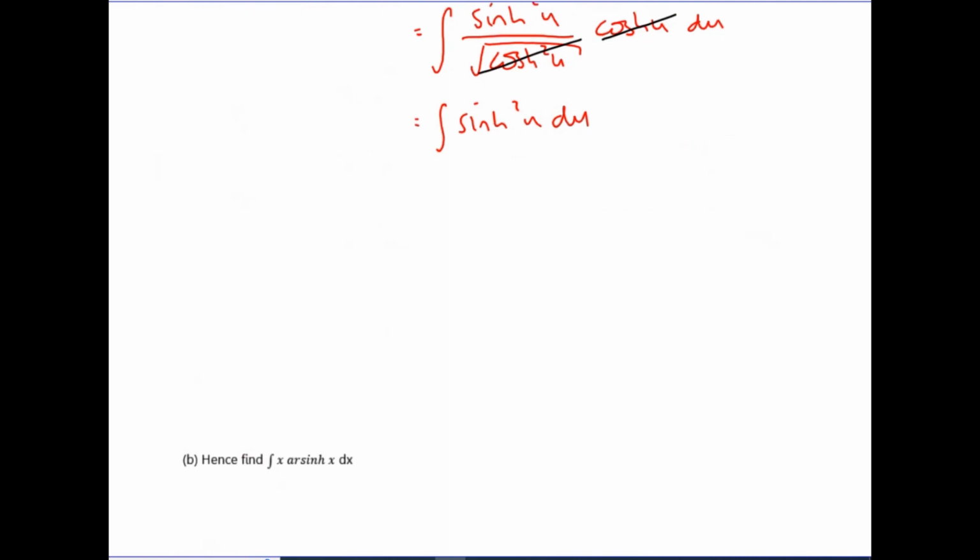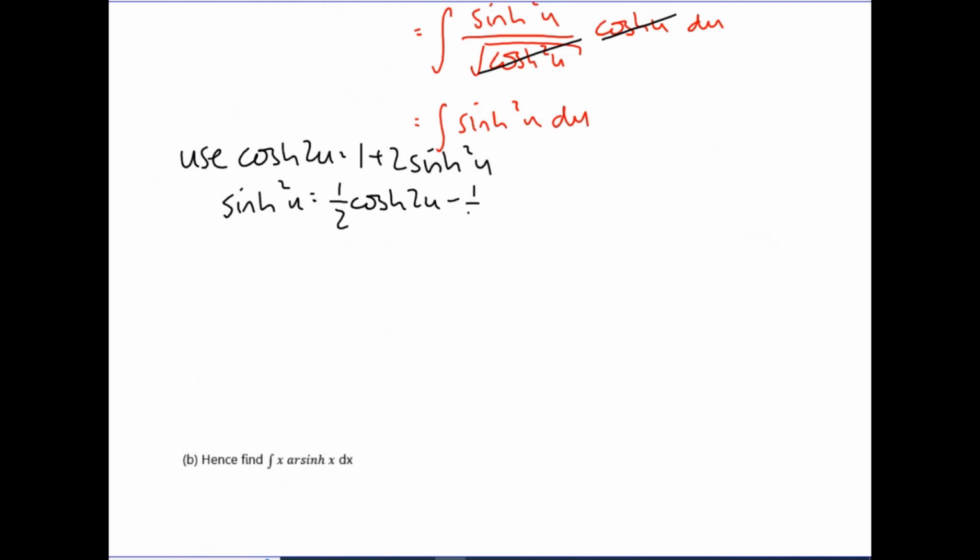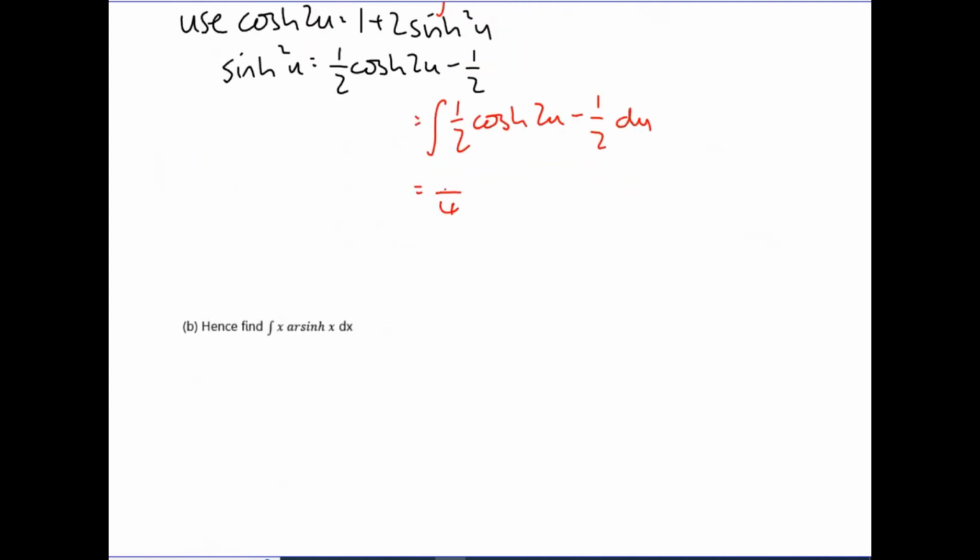We've done this a few times already, so we're going to use the double angle formula for cosh: cosh 2u is 1 plus 2 sinh squared u, so same as the trig one, but change the sign because of the sinh squared. So sinh squared u is half cosh 2u minus half. Substitute that in, so half cosh 2u minus half. We can integrate this now to give us a quarter sinh 2u minus half u.